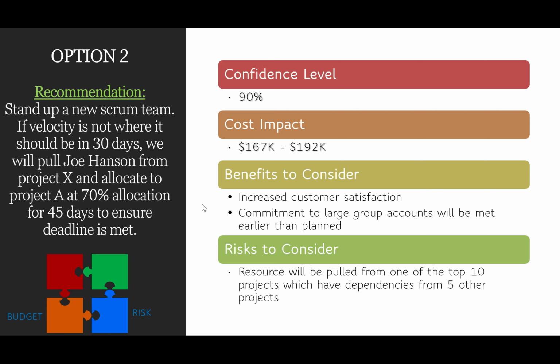Now, our confidence level for this: there's a 90% confidence level, if we go with this recommendation, that we can deliver our changes on time. Okay, the cost impact is $167,000 to $192,000. Why do I have a range here?